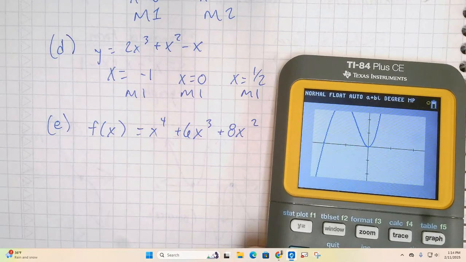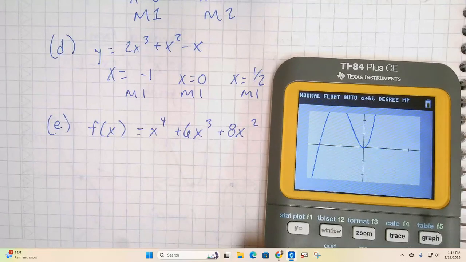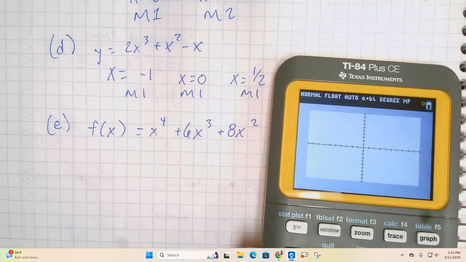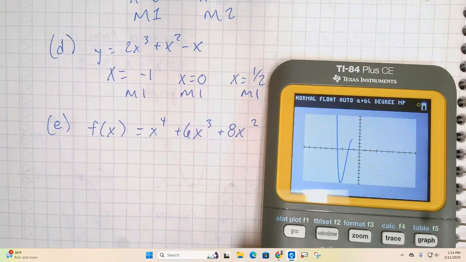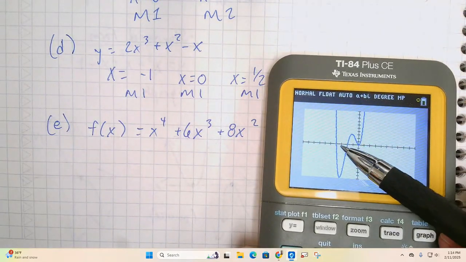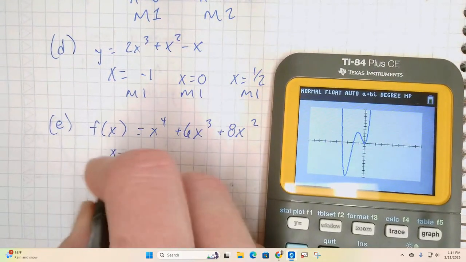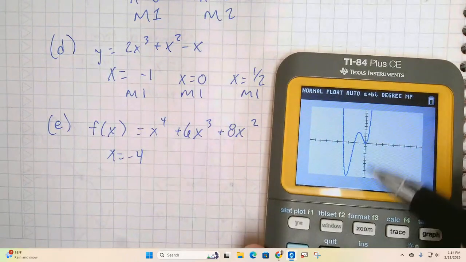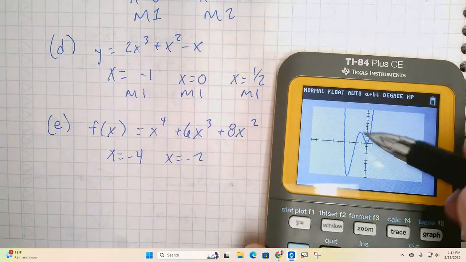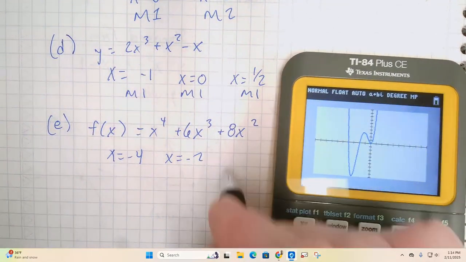looks like we cross at, make sure we're getting all these. Let me zoom to a standard window to make sure we can see them all. We were zoomed in before from that last one. Looks like we go through at -4. Looks like we cross the x-axis at x equals -2. And it looks like we bounce off the x-axis at x equals 0.